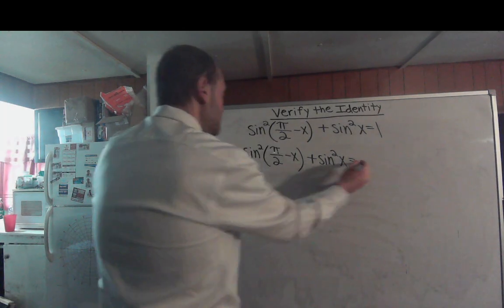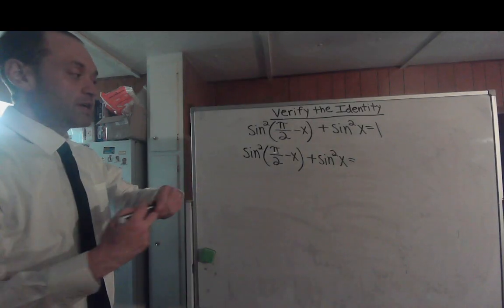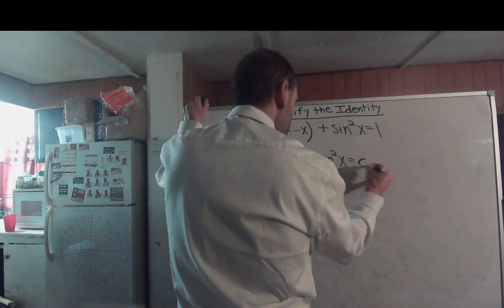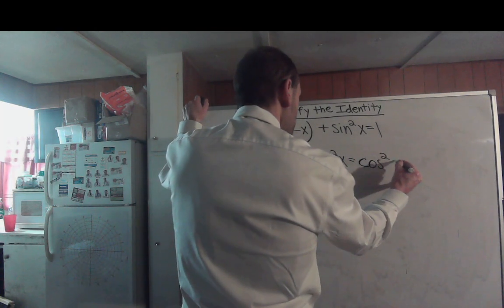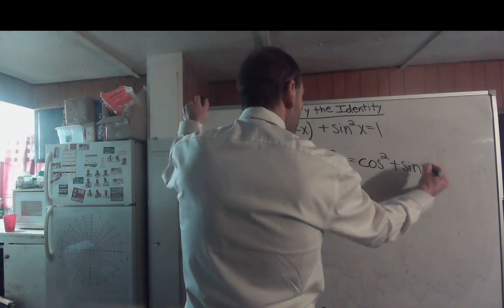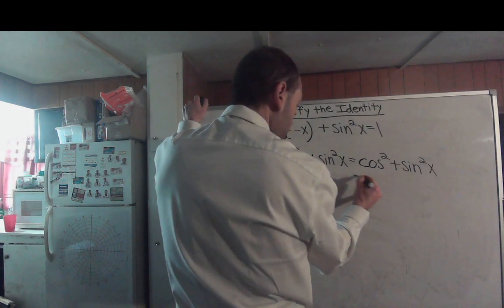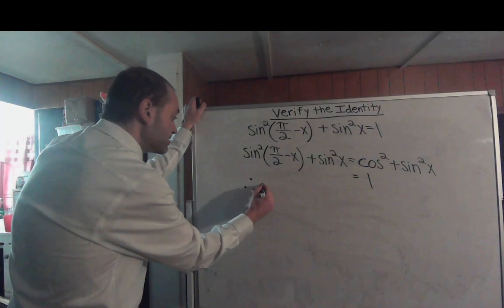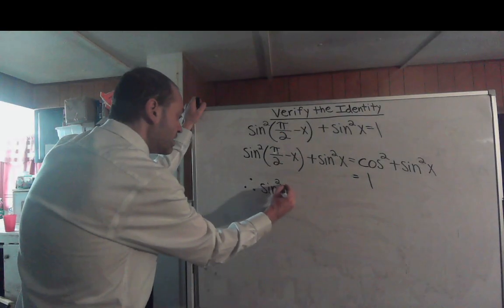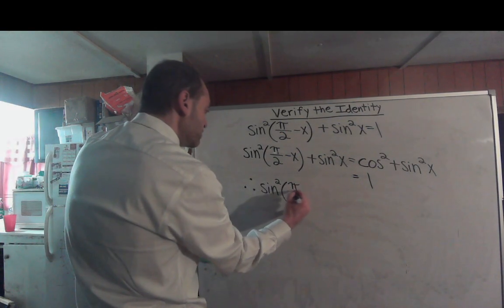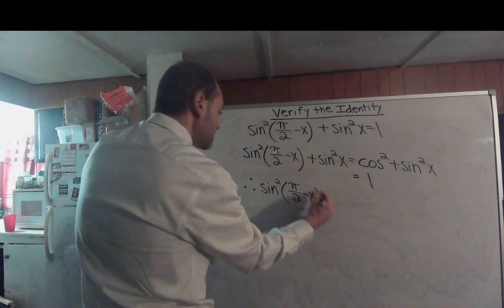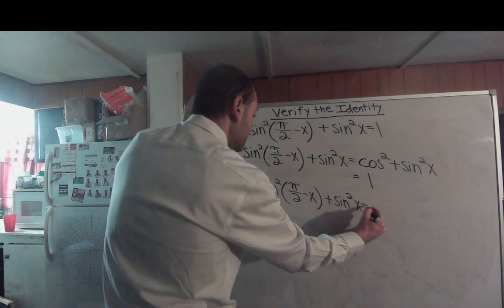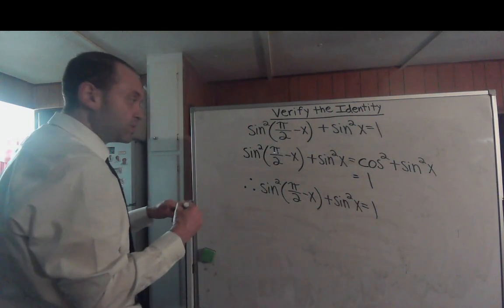Okay, well, we definitely have in our first term a cofunction identity. This would actually turn into the cosine squared of x plus the sine squared of x, which we know is just 1. So therefore, the sine squared of pi over 2 minus x plus the sine squared of x equals 1. That one was not so bad.